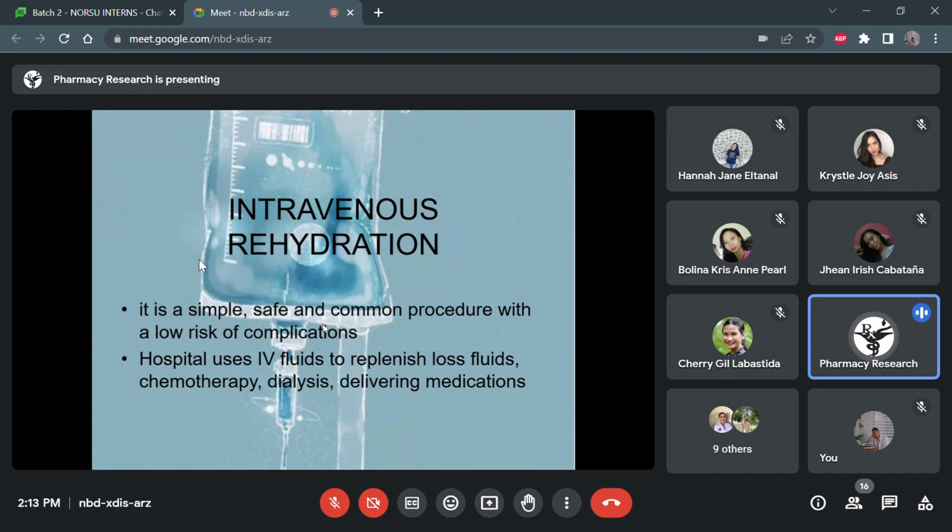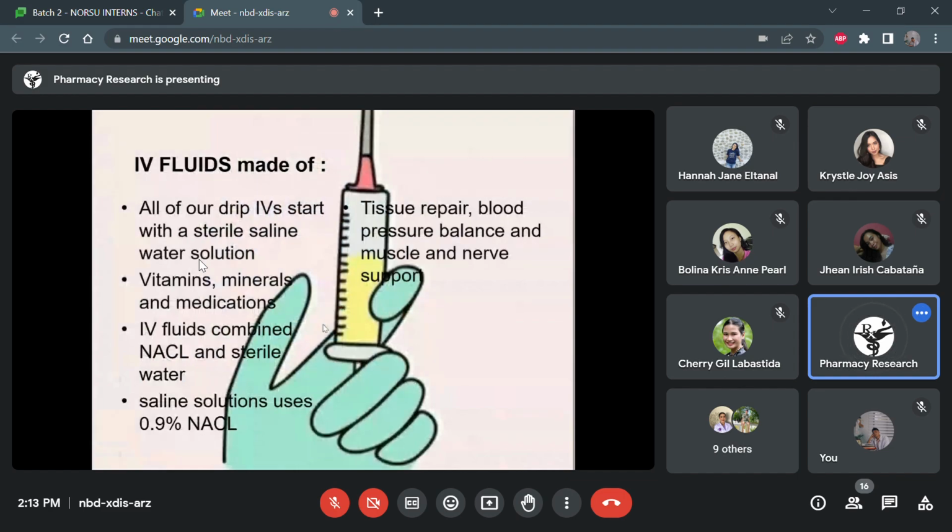So what are IV fluids made of? All of our drip IVs start with a sterile saline water solution. It should be sterile, and all start with saline water solutions. IV fluids may contain vitamins, minerals, and medications, so they can be used as a diluent, and as a vehicle for vitamins.